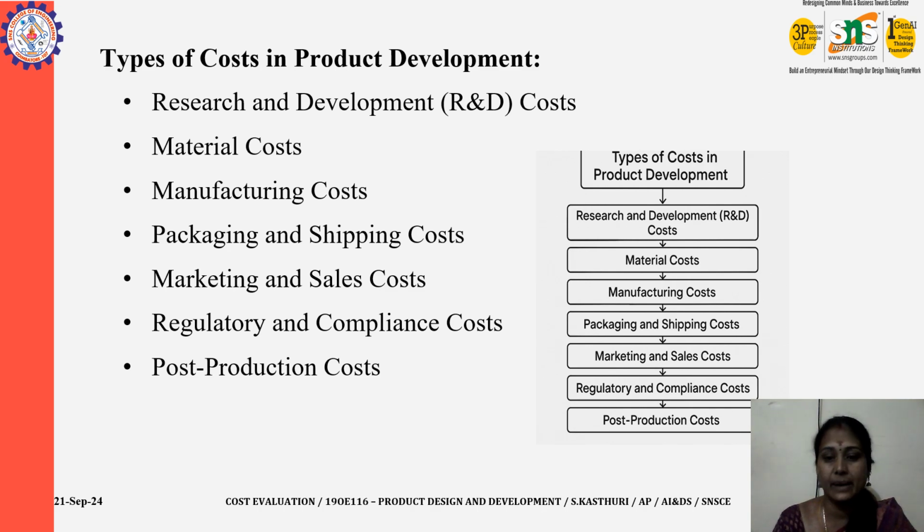The fifth one is the marketing and sales cost. The cost of promoting the product through various channels such as digital marketing, print, TV, social media and other platforms. The sixth one is the regulatory and compliance cost. Depending on the industry and product type, products may need to undergo specific testing and certification procedures to comply with the industry standards or government regulations.